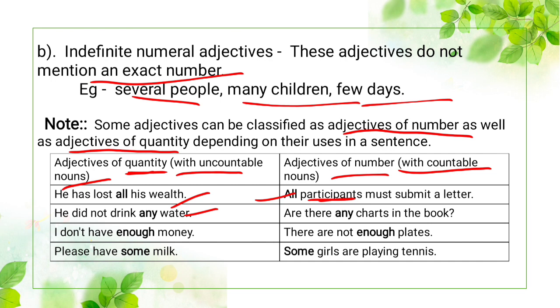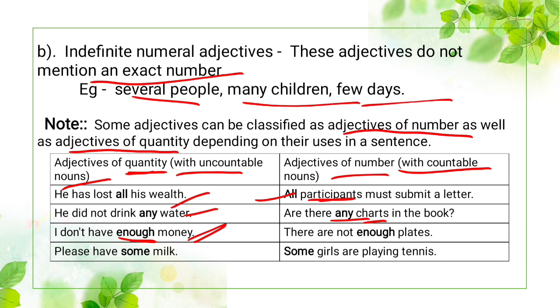Next example is are there any charts in the book? Here we can see that the word charts is a countable noun. So the adjective that is used in the sentence, that is any, will be classified as adjective of numbers. Next example is I don't have enough money. Here we see that money is an uncountable noun. So the adjective that is used in the sentence, that is enough, will be classified as adjective of quantity because it is used with an uncountable noun.